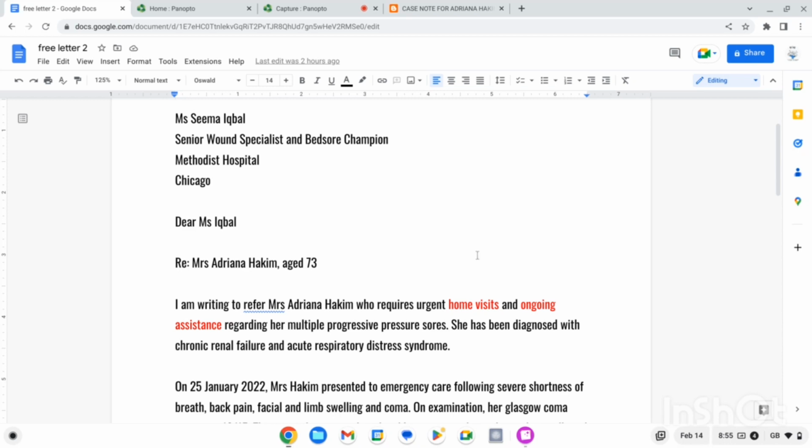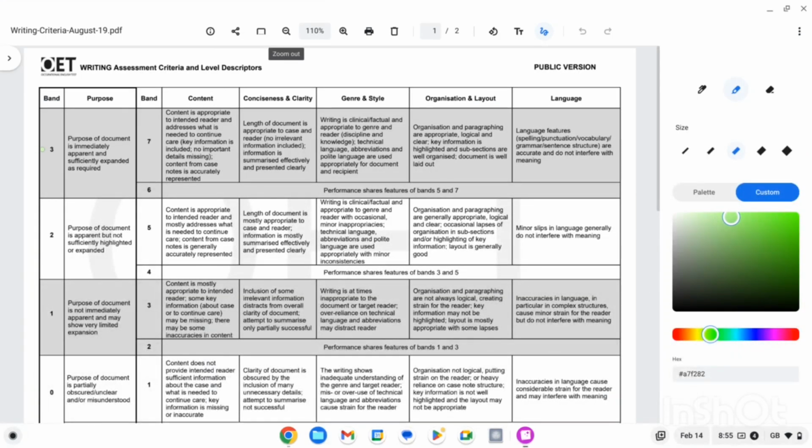So what it says in our criteria is, the purpose of the document is immediately apparent and sufficiently expanded as required. So we said the purpose of the document is clearly that the patient requires an immediate assessment from the service of a pressure sore nurse, that needs to be done as soon as possible. So that is the purpose of the letter, and it should be sufficiently expanded.